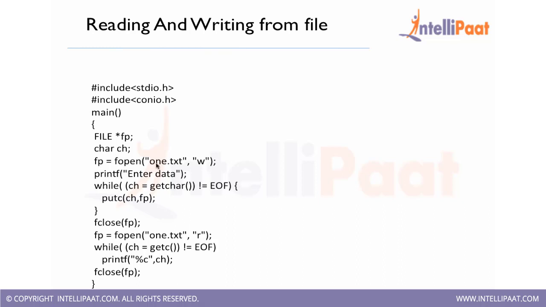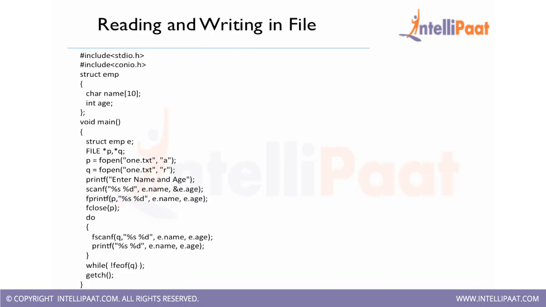In case it is a different path, we need to provide the complete absolute path. So fopen, then the file name and the mode, like write mode. printf enter data. Now ch equal to getchar, while it is not equal to end of file, we are putting the character into the file pointer. So until we reach the end of file, we are putting a character. Then we are closing the file, opening the file again, and then reading the file. So here we are writing into the file, here we are reading from the file, and once we are done, every time we are closing the file.